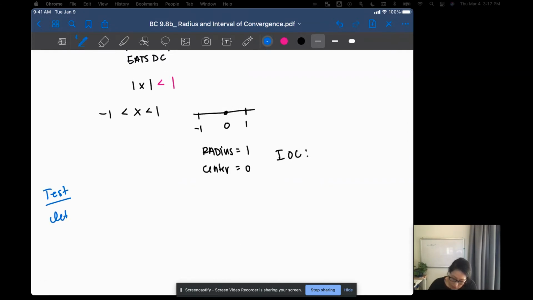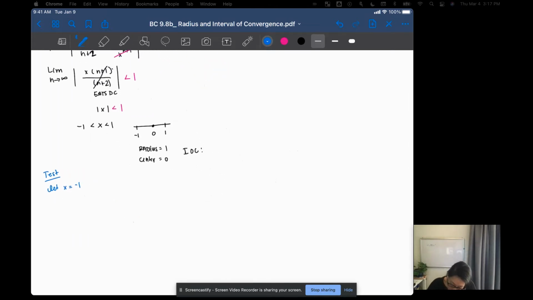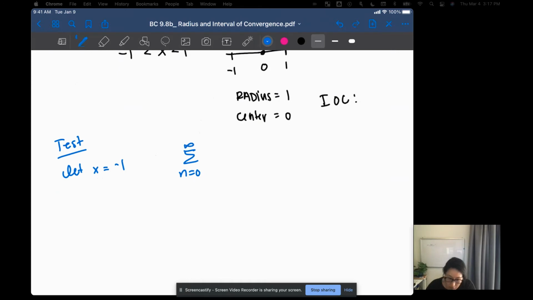We need to let x equal -1, and the series, I'm just going to write it up here, is the sum from n equals 0 to infinity of (-1)^n times x^(n+1) all over n+1. Okay, so let's go ahead and plug in -1 for x. I have the sum from n equals 0 to infinity of (-1)^n times (-1)^(n+1) over n+1.